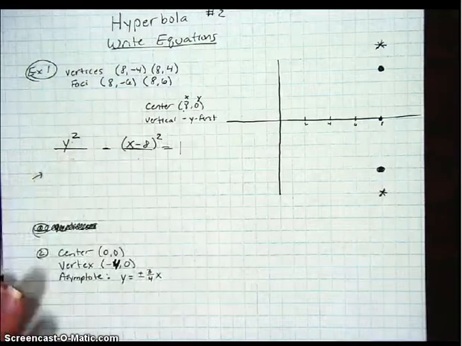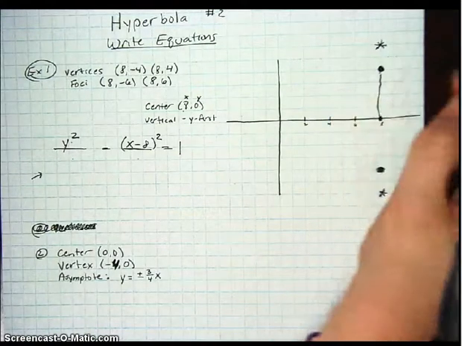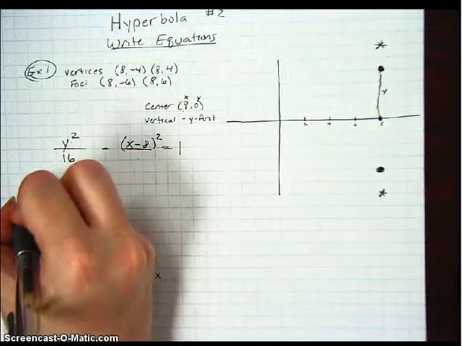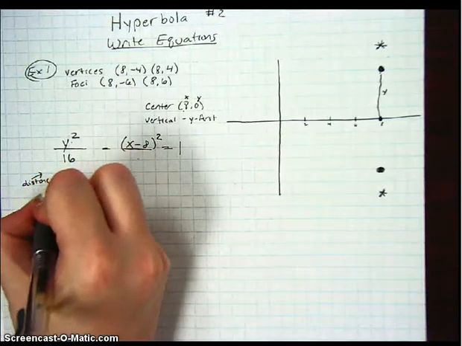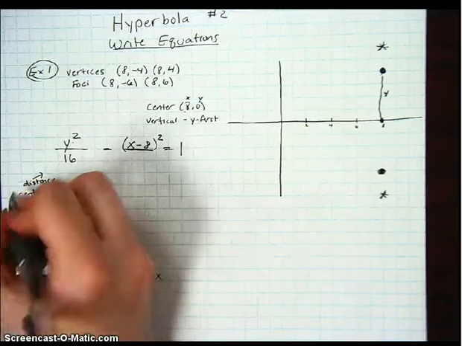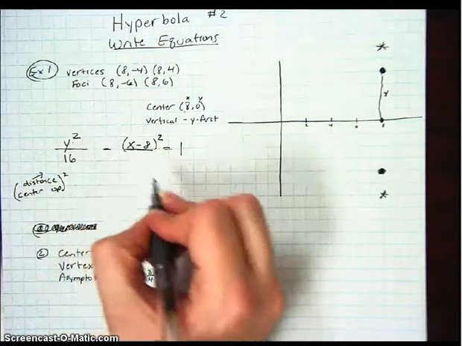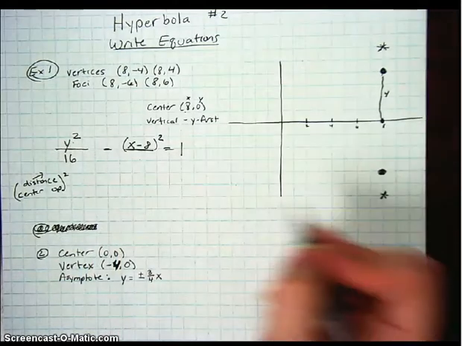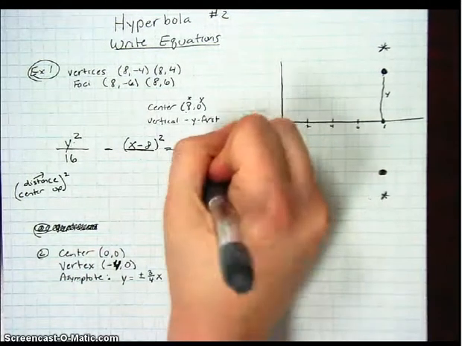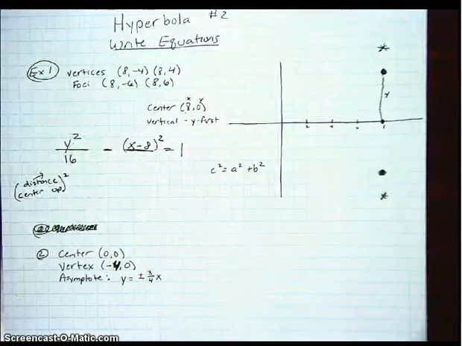Under y is the distance from the center up to your vertex. Since this distance is 4, under y we're going to put a 16. So this is the distance from the center up, and then we square it. Under x is the distance from the center out to the sides. However, we don't know that. All we know is the foci. So we know our foci equation is c squared equals a squared plus b squared.